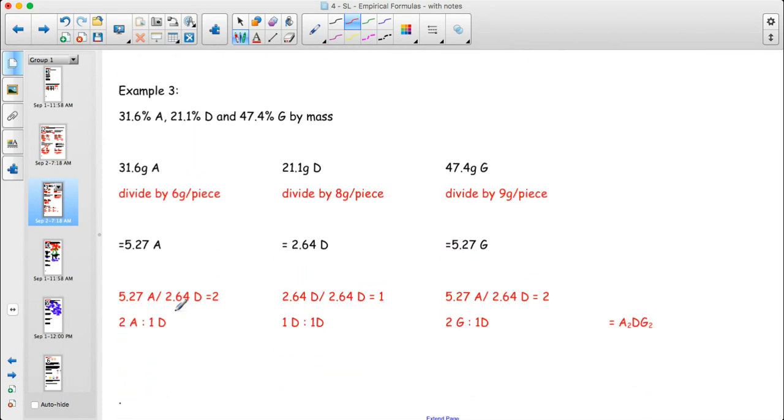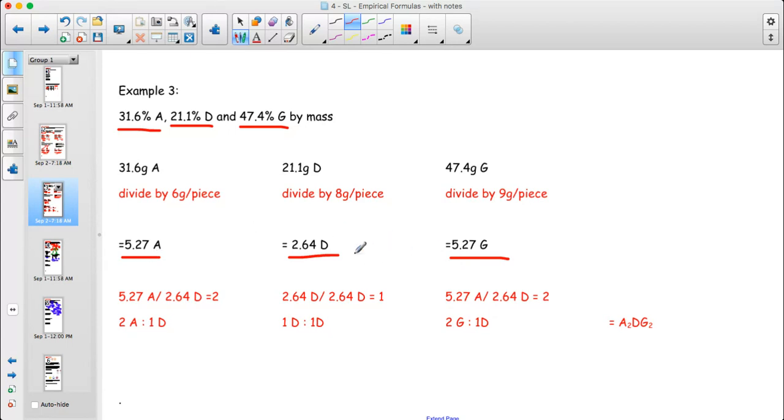One final example where there are 3 things given. Okay, so now we've got percentage by mass for 3 different candies for A, D, and G. The simplest way to deal with that is keep the ratio the same and just make those percentages into grams. So 31.6% becomes 31.6 grams of A, and so on. Divide each mass by its relative mass, and that gives you the number of A's compared to the number of D's compared to the number of G's. Remember, we don't really need to think of it as that there's 5.27 pieces of candy A. What matters is the numbers relative to each other.